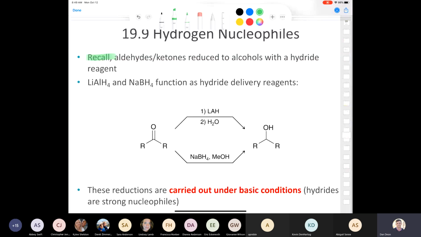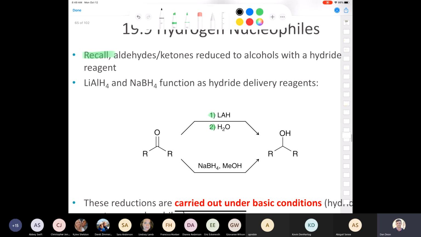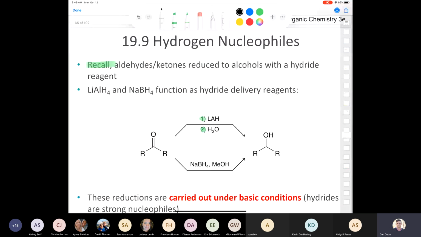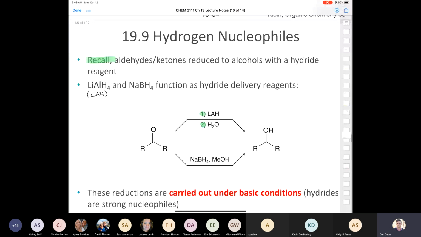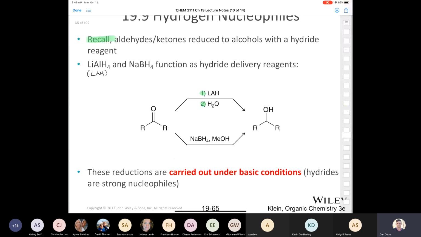Lithium aluminum hydride is a lot more dangerous. It's a 2-step process. First step is to treat it with the LAH. Second step is to treat it with water. That's 1 step at a time. The only time you throw water in, you want to be very careful while doing that. Lithium aluminum hydride, we abbreviate LAH. Sodium borohydride can be done in a protic solvent like methanol or even water. But it says here, these reductions are carried out under basic conditions because hydrides are strong nucleophiles.